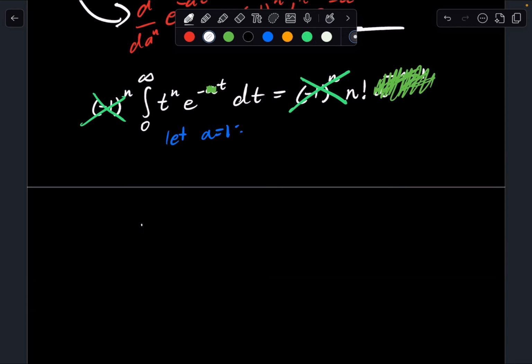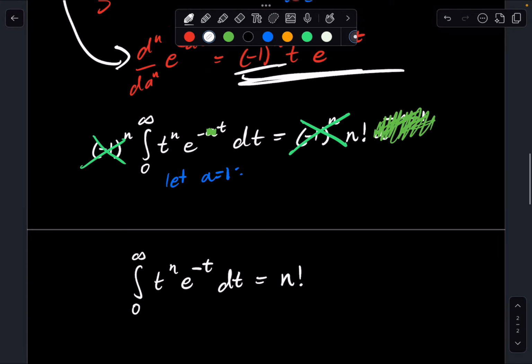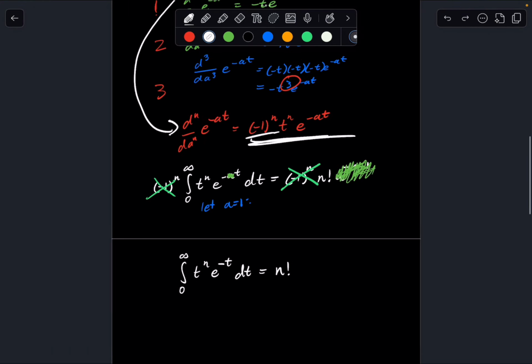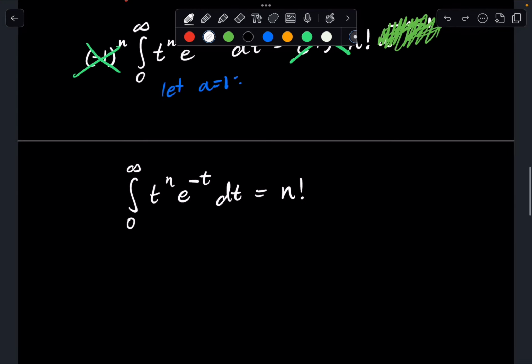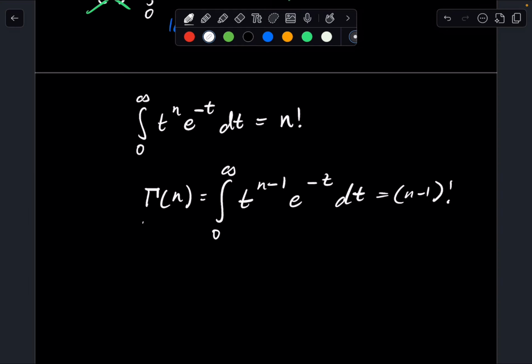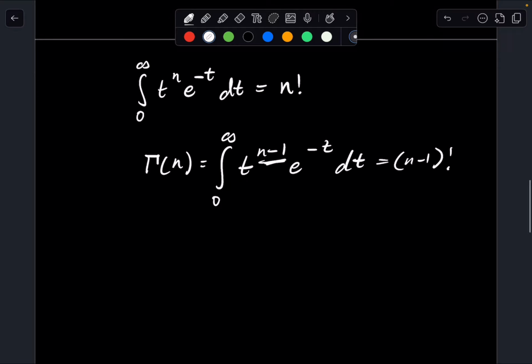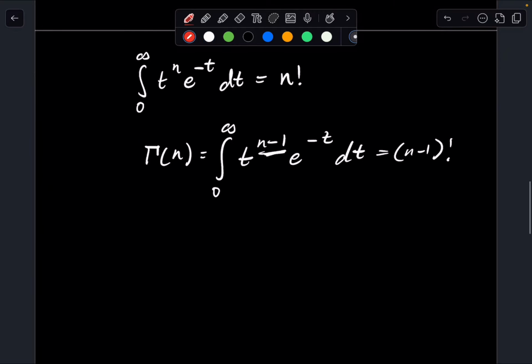Simplify terms. The integral from 0 to infinity of t to the n, e to the negative t dt is equal to n factorial. That is all we're left with right here. And ladies and gentlemen, this is our definition of the factorial, the extended definition. So the gamma function of n is equal to the integral from 0 to infinity of t to the n minus 1 times e to the negative t dt. And this is all equal to n minus 1 factorial.